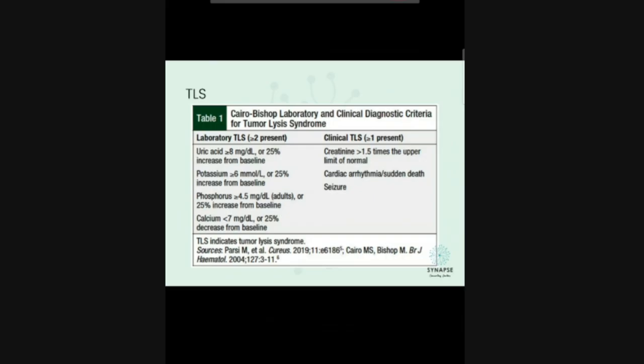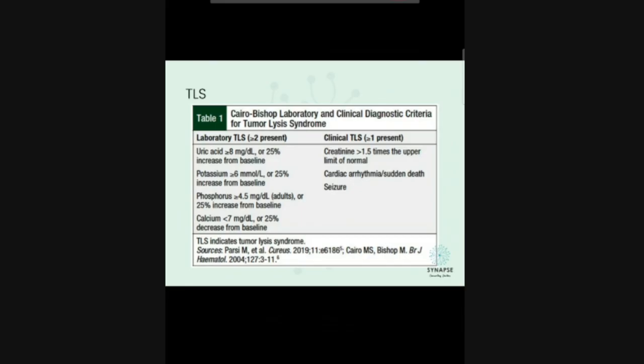These are all the laboratory criteria. We talk about hyperuricemia, hyperkalemia, hyperphosphatemia, hypocalcemia, and the cutoffs for all of them: when uric acid is more than 8, when potassium is more than 6, when phosphorus is more than 4.5 milligrams per deciliter, or when calcium is less than 7 milligrams per deciliter. So we take it as significant. This is the Cairo-Bishop's criteria for tumor lysis syndrome.